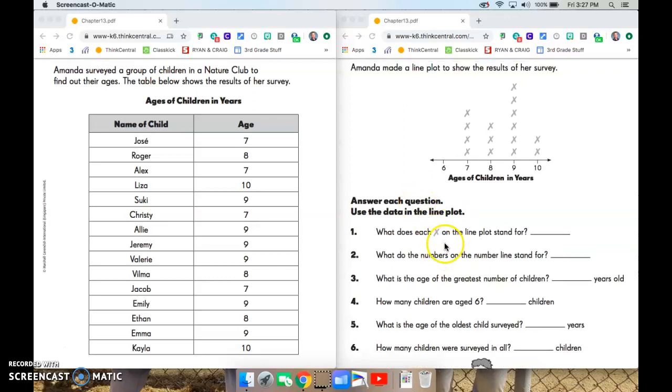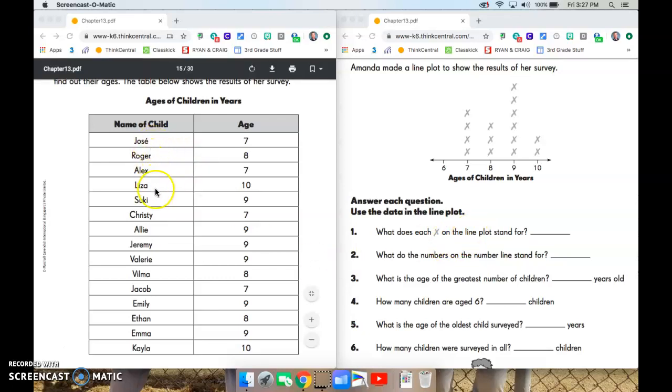What does each X on the line plot stand for? Well, instead of putting all of these different kids' names in there, like how old Christy and Alex and Jose and Jacob are, 1, 2, 3, there's 4 people age 7. So each X stands for one of the children.